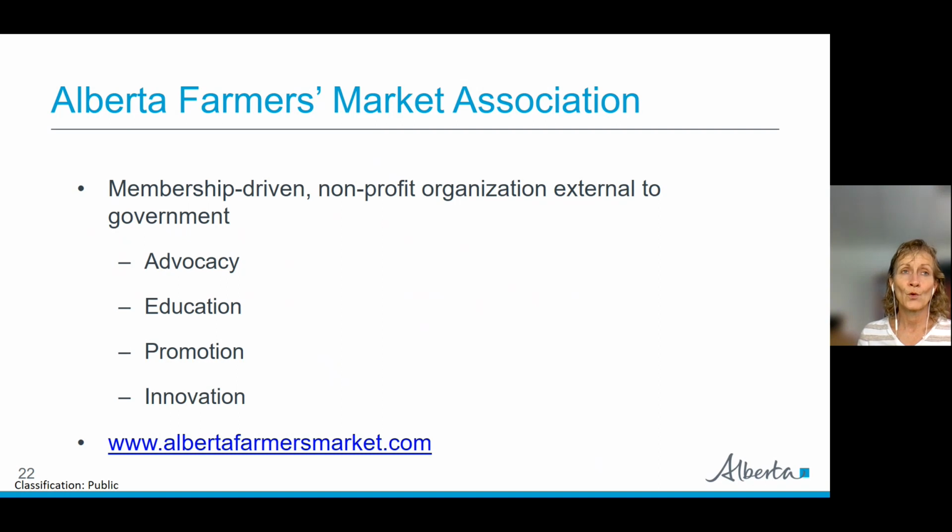They often are known for their group insurance policy, which is available for both markets and vendors. They also have a vendor verification program that is just being rolled out where vendors can choose to be a part of the program and have their products verified so that you're not questioned by customers. Did you make this or not? Yes. If you've been verified, those products are yours, and you've gone through a process that has proven that the products you're selling are yours and that you are being truthful. So a very important program for them. Their website, albertafarmersmarket.com.